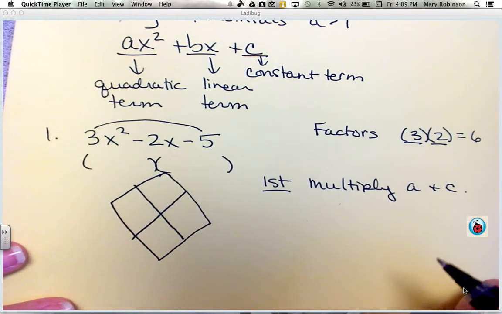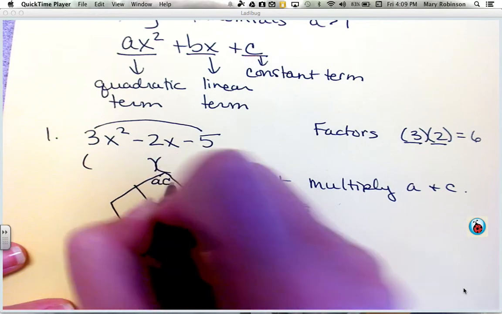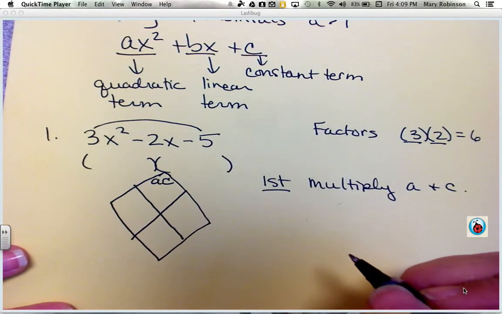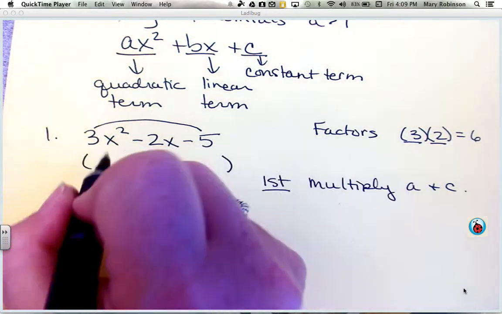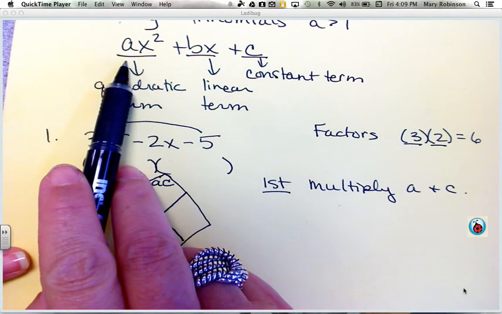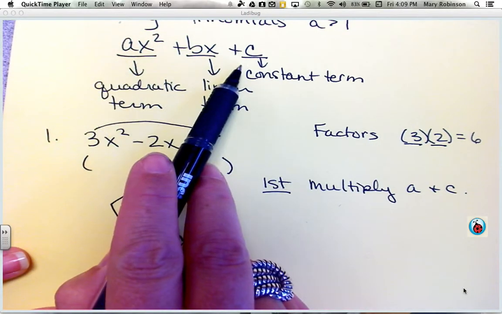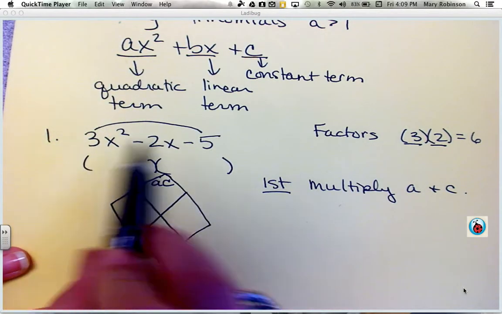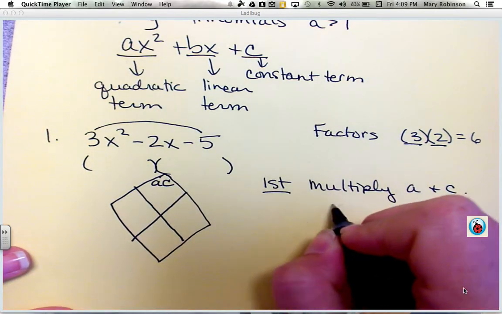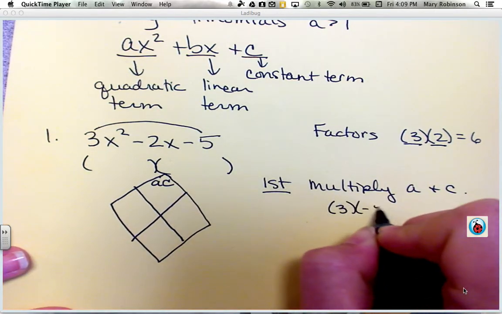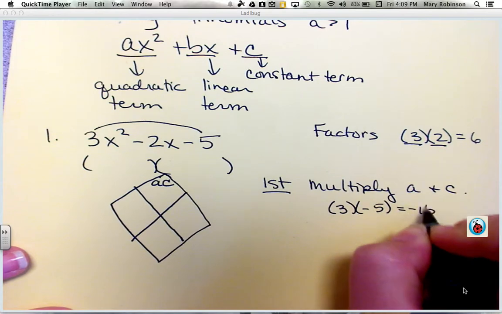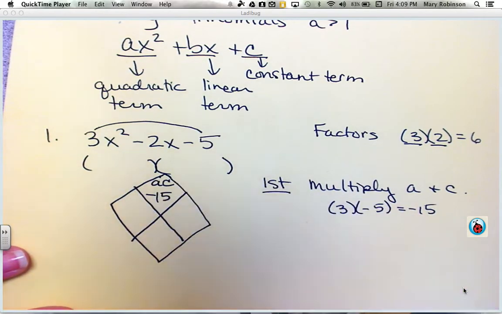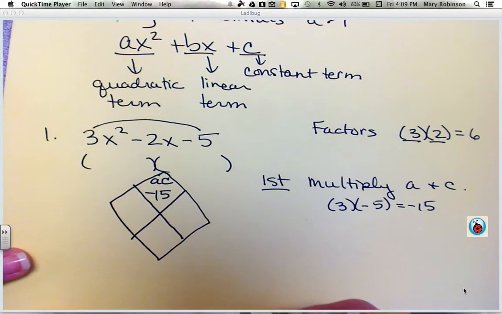The value we get here will be substituted at the top of our box, or x. So remember that our a is the coefficient of our quadratic term, our c is our constant term. So that's our 3 and our negative 5. So 3 times negative 5 gives us negative 15. So I'm going to place that at the top of my x.